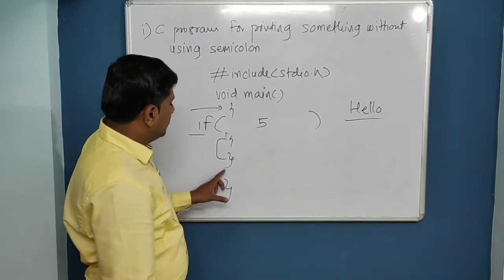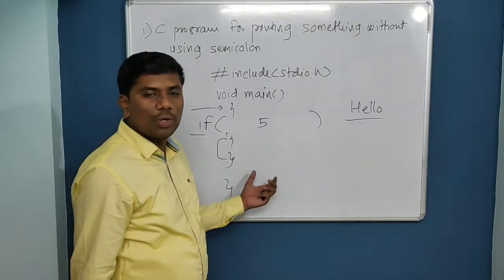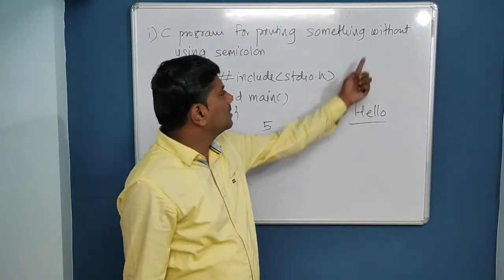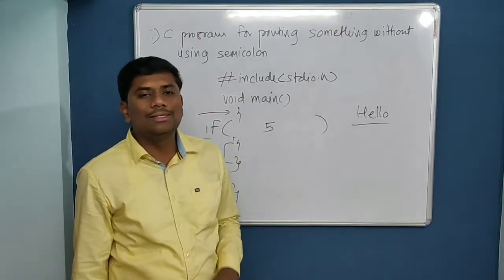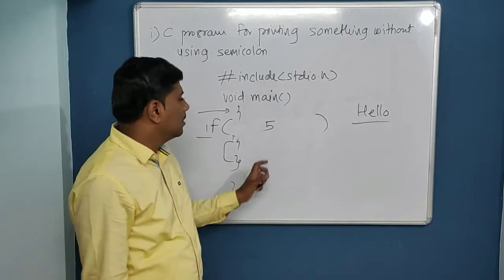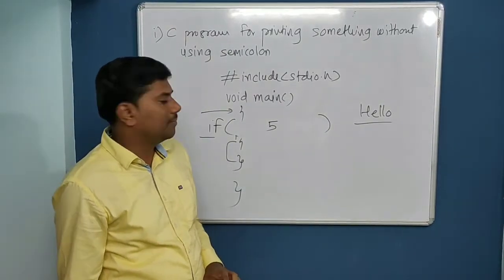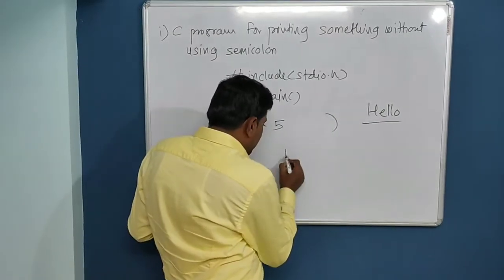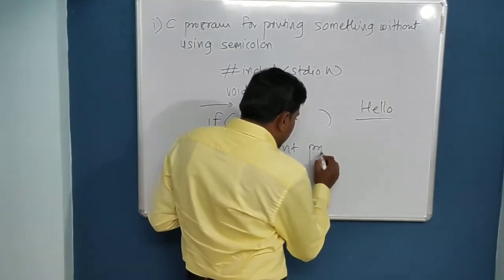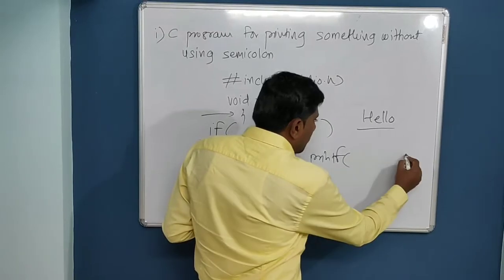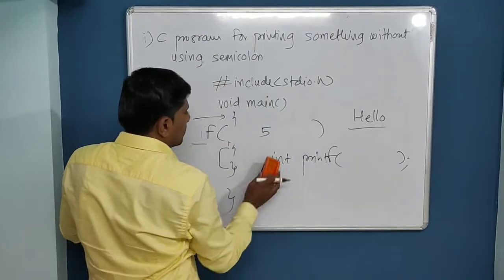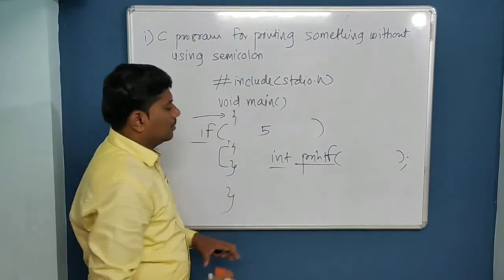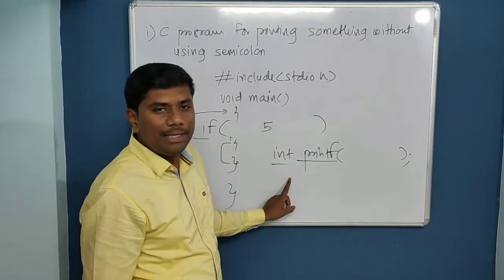Getting? See, as there is no return 0 and no getch, we have successfully printed the hello message without using a semicolon in this particular program. Getting? So see, why 5 here? Because if you see the syntax of printf, its return type is integer. Printf always returns an integer value.